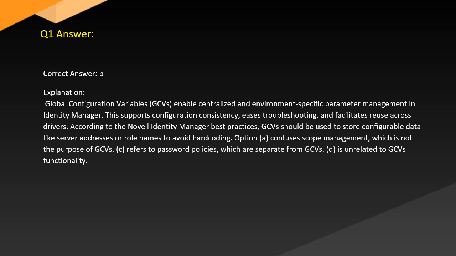Global Configuration Variables (GCVs) enable centralized and environment-specific parameter management in Identity Manager. This supports configuration consistency, eases troubleshooting, and facilitates reuse across drivers. According to the Novell Identity Manager best practice, GCVs should be used to store configurable data like server addresses or role names to avoid hardcoding. Option A confuses scope management, which is not the purpose of GCVs. C refers to password policies, which are separate from GCVs. D is unrelated GCV functionality.